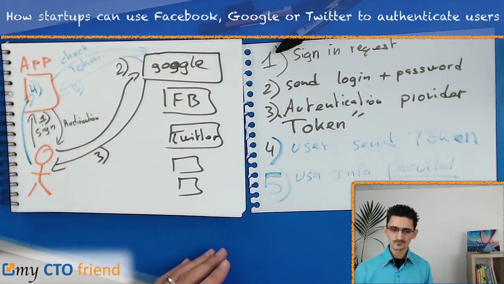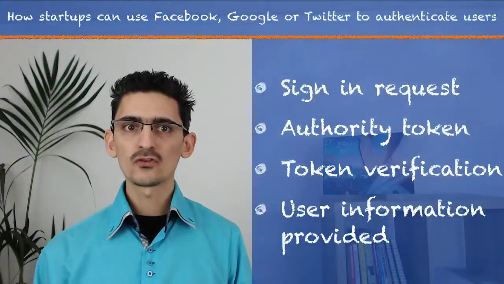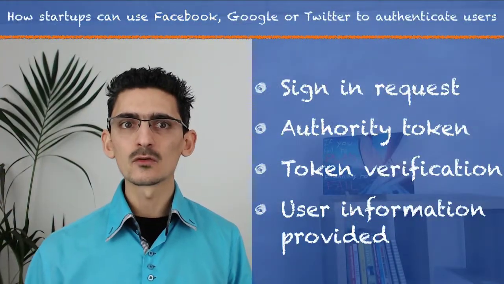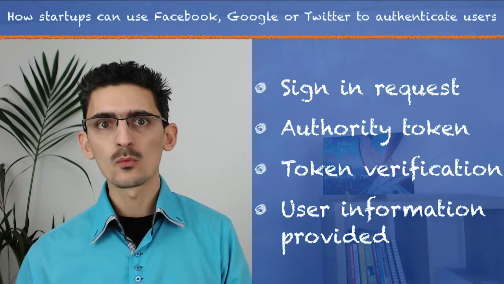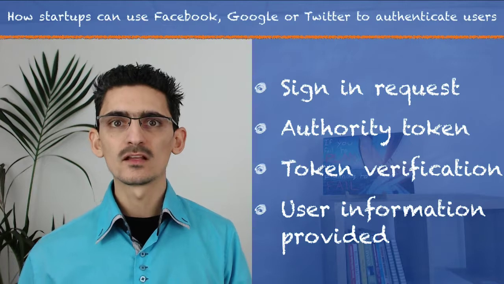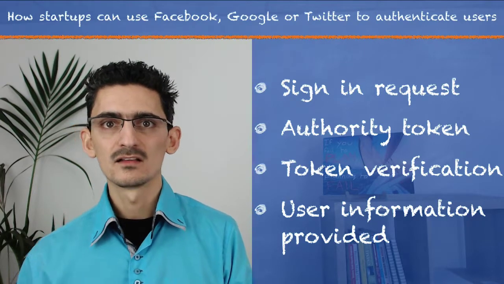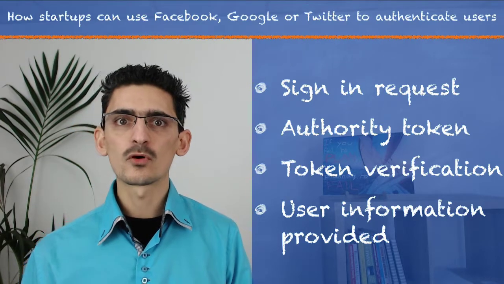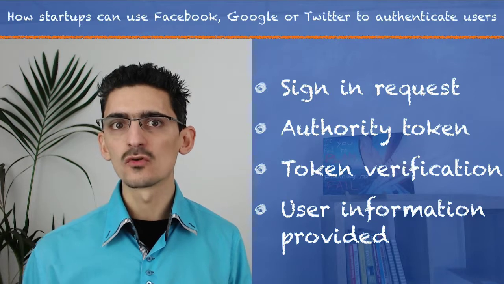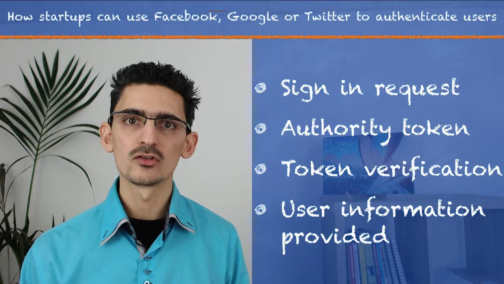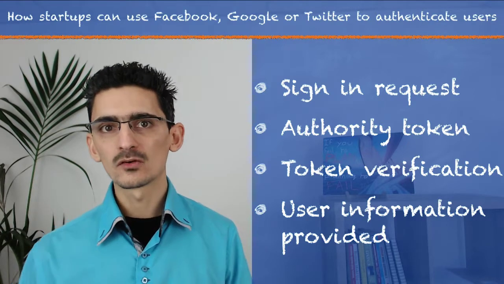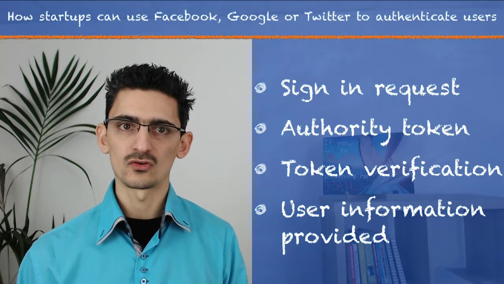So let's review all that. First of all, the sign-in request is the way that we connect through someone else's authority that we can trust, someone else's system. They provide us a secret key, which is called a token, and this token will enable your application to ask for complementary information regarding your users.